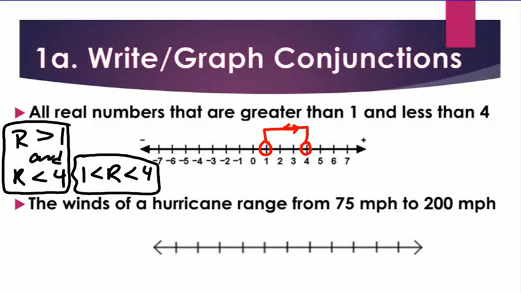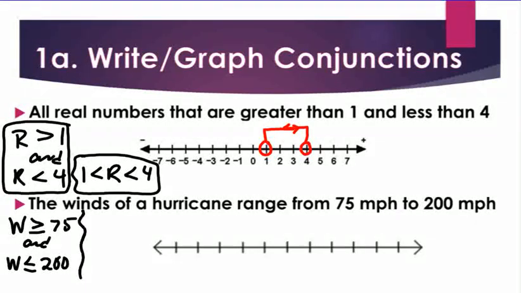The winds of a hurricane range from 75 miles per hour to 200 miles per hour. So let's use W. The wind ranges from, so it has to be greater than or equal to 75, and the wind has to be less than or equal to a speed of 200. If I didn't want to write it with the word and, I could have 75 on the low end. So it's got to be greater than or equal to 75, but less than or equal to 200.